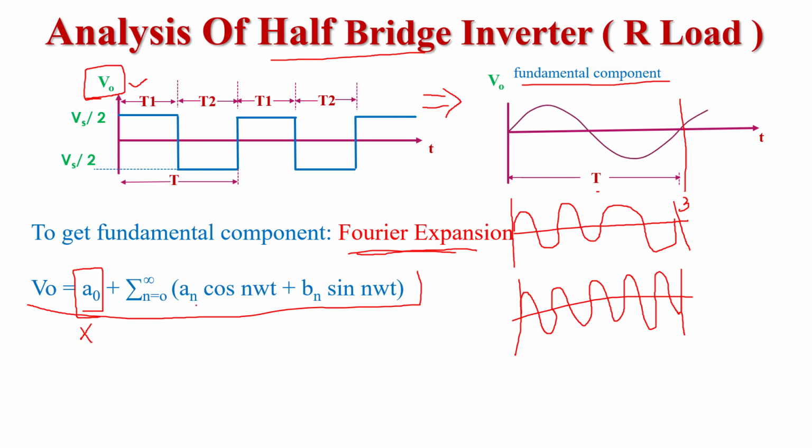Next component is the cosine wave. We also do not require the cosine wave at the output side. We only require the sine component of the output. So here we analyze only this component, Bn sine n omega t. So here we start the analysis of this component only.